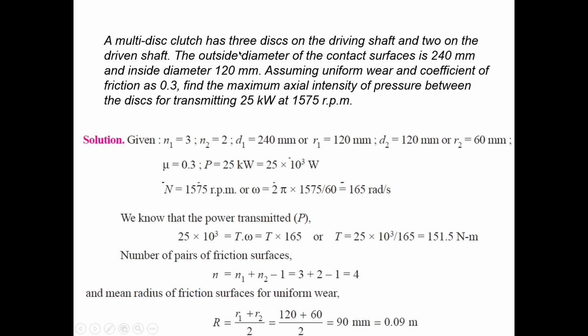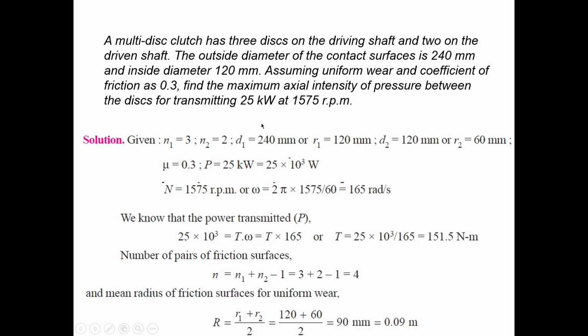A multiple disc clutch has 3 discs on the driving shaft. The driving shaft represents N1, so the number of discs on the driving shaft, N1, is equal to 3, and 2 on the driven shaft, so N2 is equal to 2. The outside diameter of the contact surfaces is 240 mm, so D1 is equal to 240 mm, and the inside diameter D2 is equal to 120 mm.